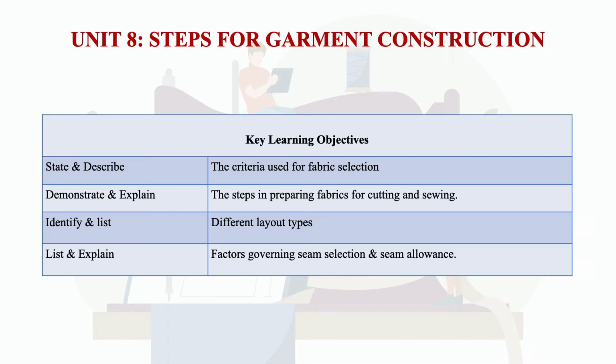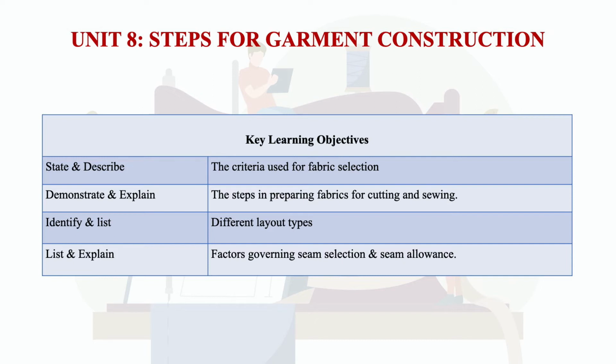After going through this unit, you will be able to describe the criteria which we use for fabric selection. In this unit, you will learn how to select different types of fabric, what criteria you should follow when selecting a fabric, and what construction methods you should follow when you are going to construct a garment. Then you can demonstrate and explain the steps in preparing fabrics for cutting and sewing.